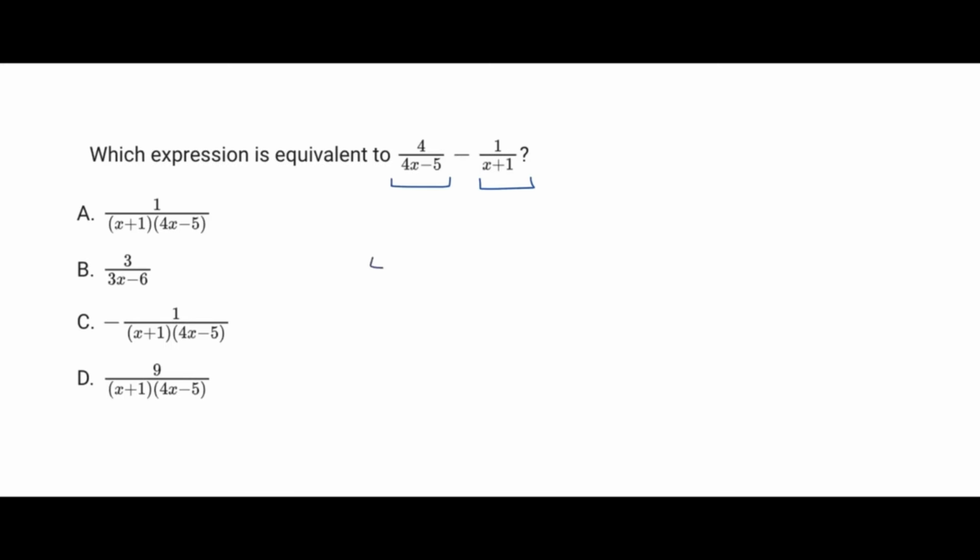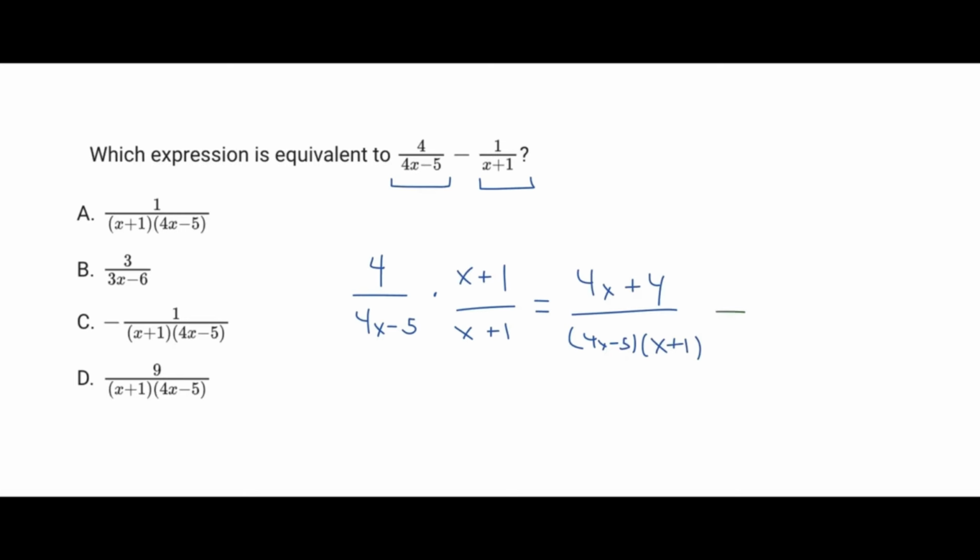So let's see how that works. We have 4 over 4x minus 5, and we will be multiplying this by x plus 1 over x plus 1. You can see that in reality we're just changing both the top and bottom of the fraction, because x plus 1 over x plus 1 is really just 1. And so here we'll get 4x plus 4 over 4x minus 5 times x plus 1. And so now we'll want to do the same thing to the other side.